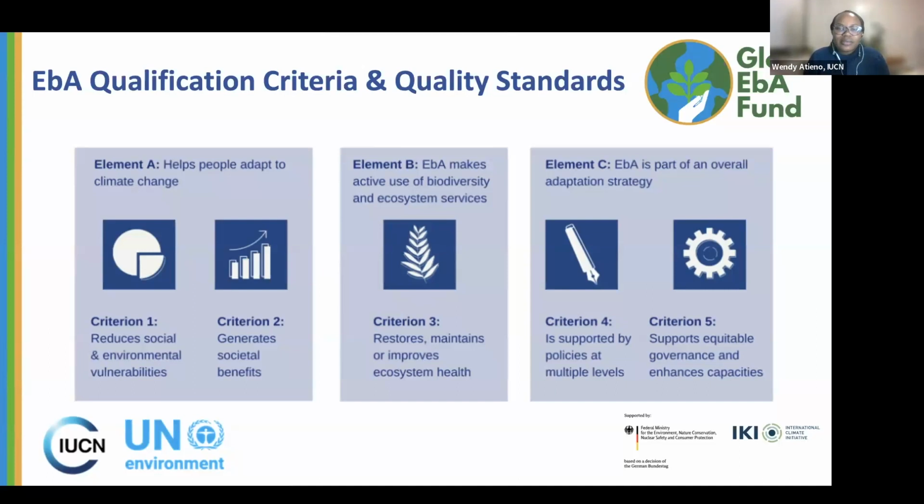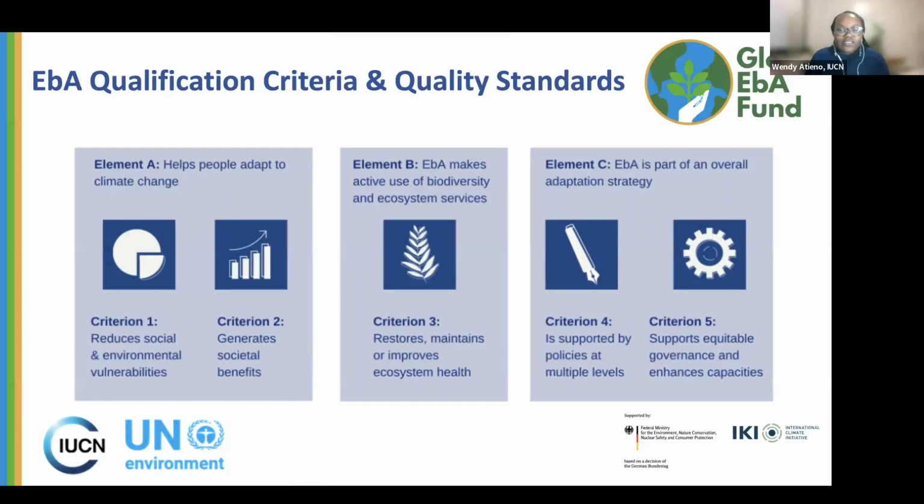And on the third element, with the last 2 criteria, you have criterion 4, supported by policies at multiple levels. So you're looking at the global level, national level, subnational level, and regional, if you're looking at regional bodies as well. What is the policy environment for EBA? How can we make EBA more sustainable? And how can we mainstream the approach?